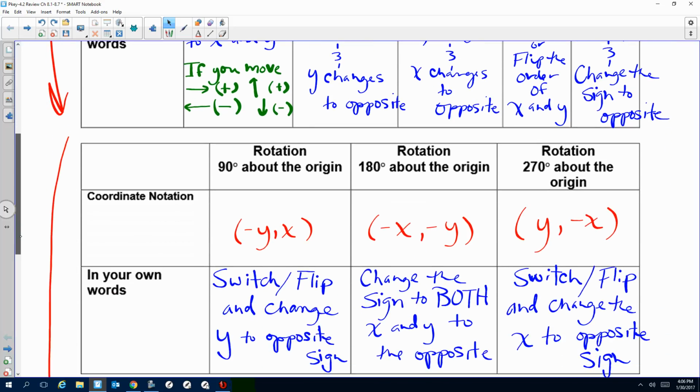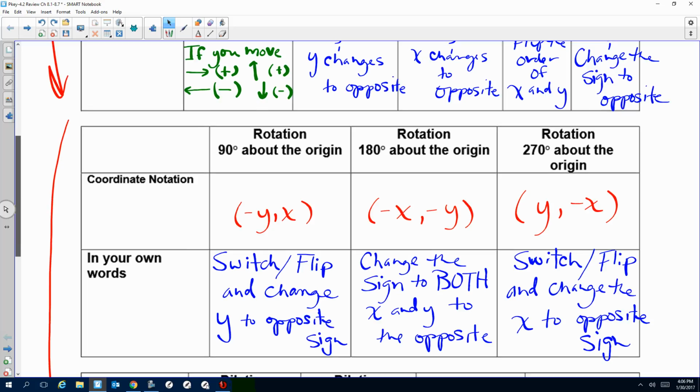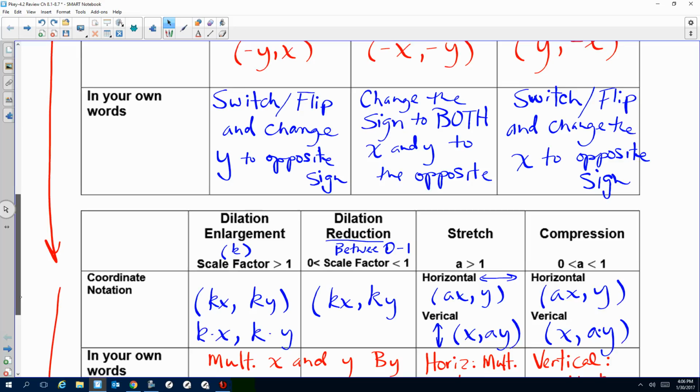Then we get into rotation. You need to memorize these three rotation rules. 90 is negative y comma x. So we switch or flip the order and change the y to the opposite sign. 180 is negative x, negative y. So we're just changing the sign of both x and y to the opposite. And rotation of 270 is y comma negative x. So this is when we're switching or flipping the order and changing the sign of the x.